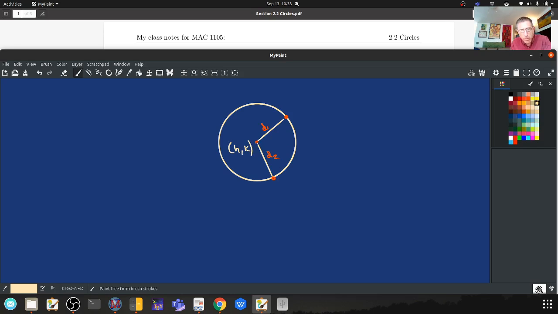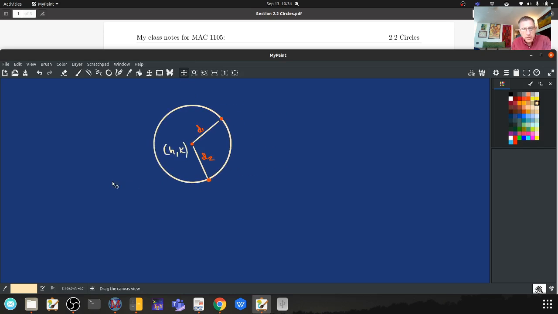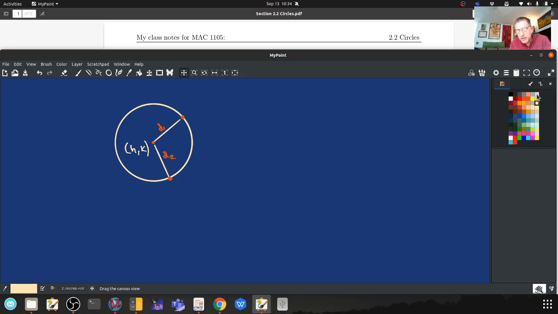So given a point in the Cartesian plane, if I take all of the points, notice I'm pointing to the edge of the circle, that are the same distance from that single point, then the set of all such points is a circle. So before Descartes in the Cartesian plane, we only had geometric concepts related to the circle. We didn't actually have algebraic ones.